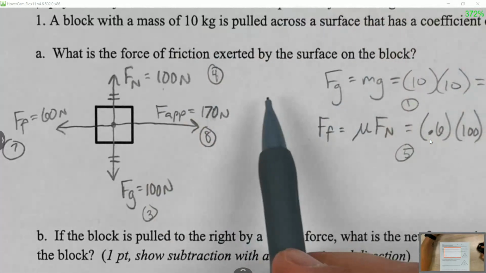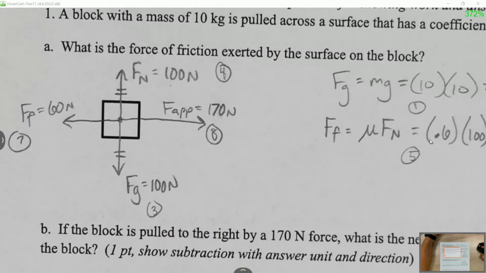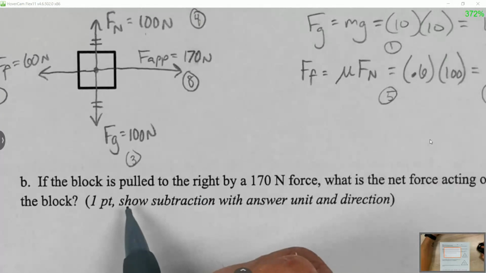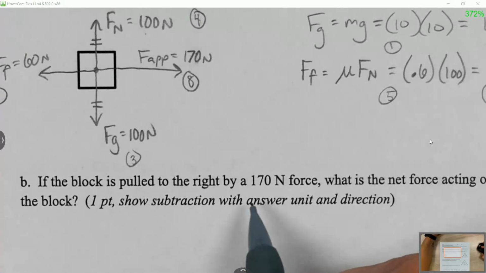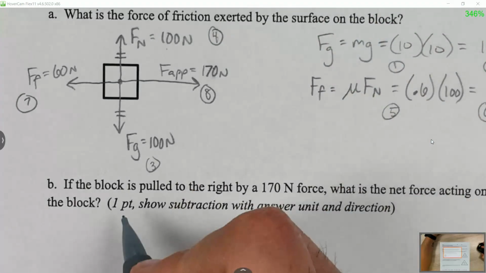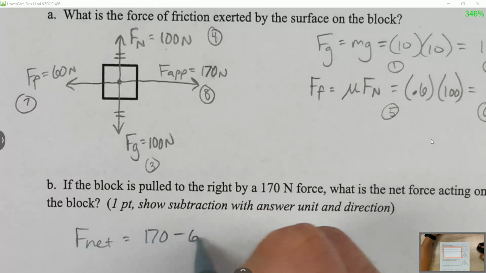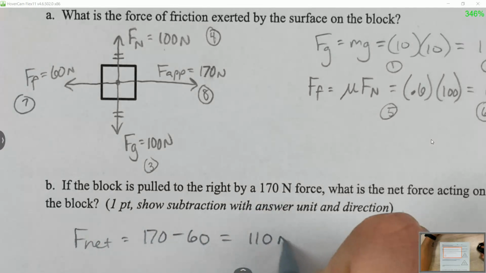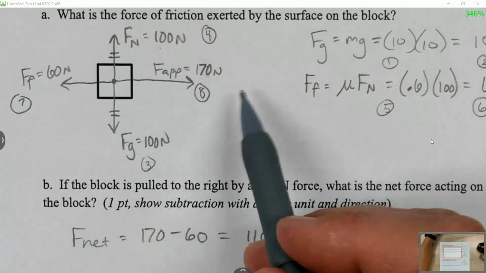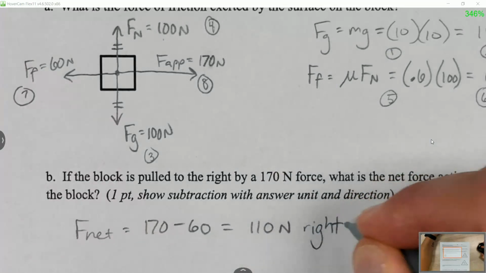So you have 170 to the right, 60 to the left. What do you do? If they're in opposite directions, do you add or subtract them? Subtract. And it literally says it right here: 1 point, show the subtraction with the answer, unit, and direction. We're not doing the top and bottom. To find our F net here, we're going to do 170 minus 60, which is going to give us 110 newtons. In which direction? Well, the right side force was larger, so the net force will be in that same direction.